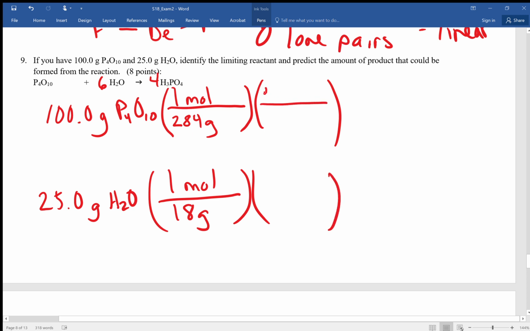We want to convert moles of starting material to moles of product. So in both cases, 4 moles of H3PO4 will go on top. And then the corresponding moles of whichever starting material we're looking at will go on the bottom. So for P4O10, that's 1 mole. And for water, that's 6 moles.